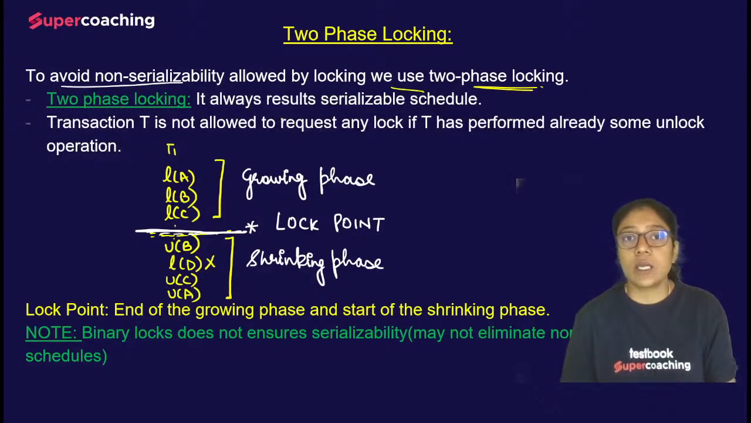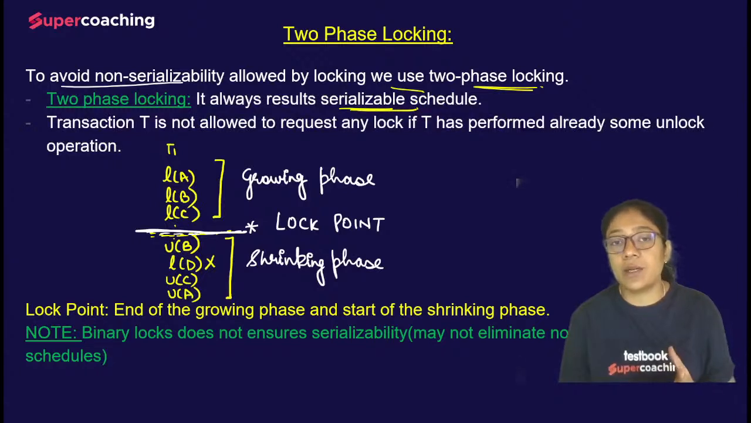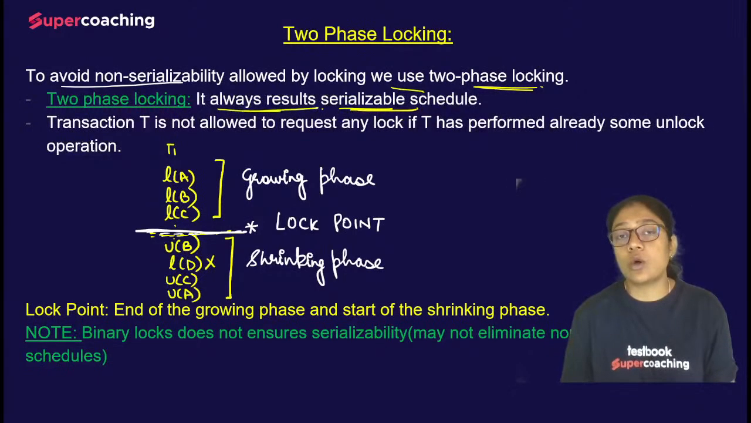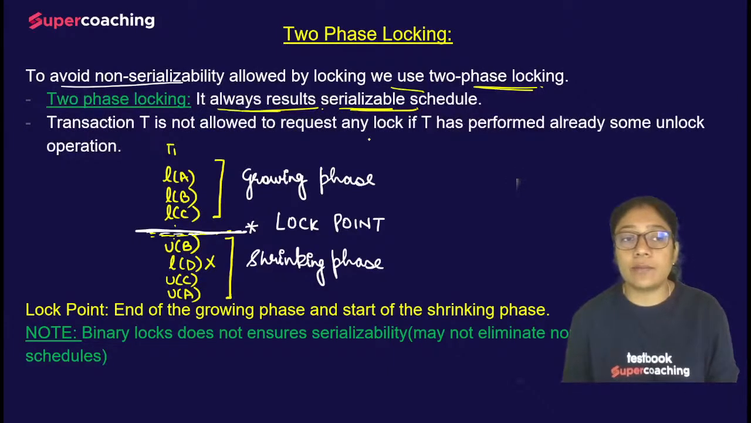So two-phase locking simply is going to result in a serializable schedule. अगर schedule आपके पास serializable है, then only it will be allowed to execute in two-phase locking. If it is not serializable, it won't be allowed to execute using two-phase locking. So that's why the conclusion is two-phase locking always results in a serializable schedule. Don't worry, I'll be taking an example for the same.